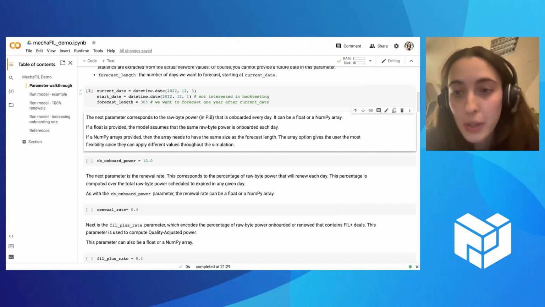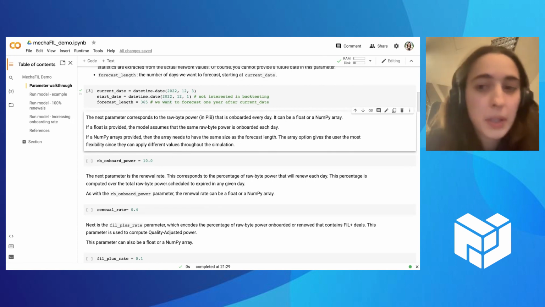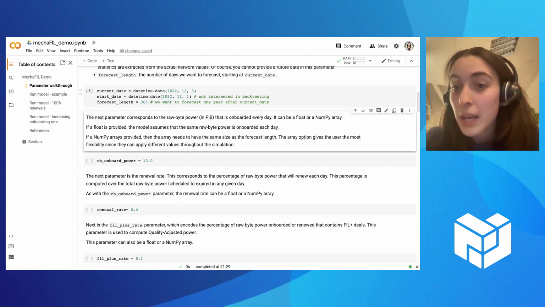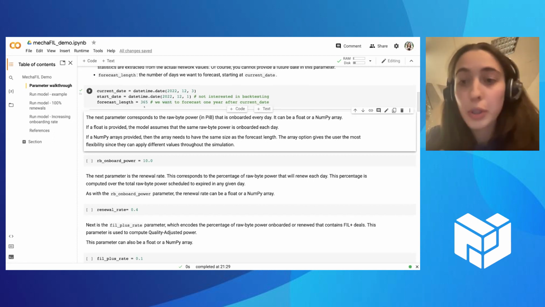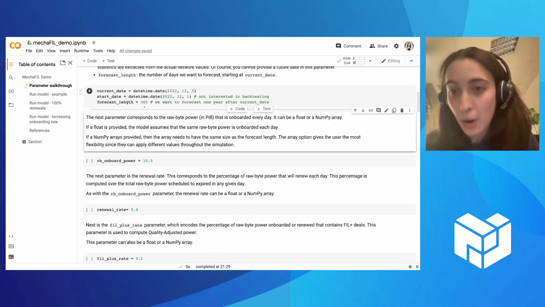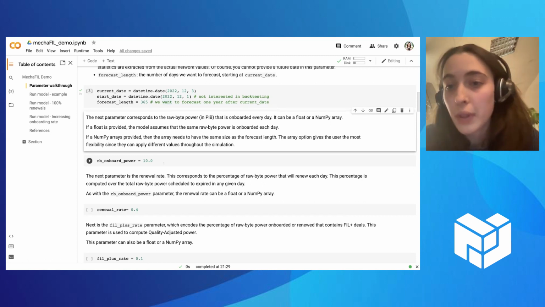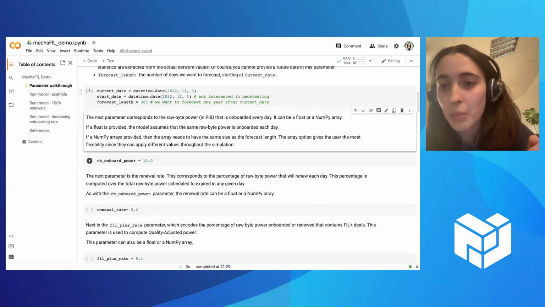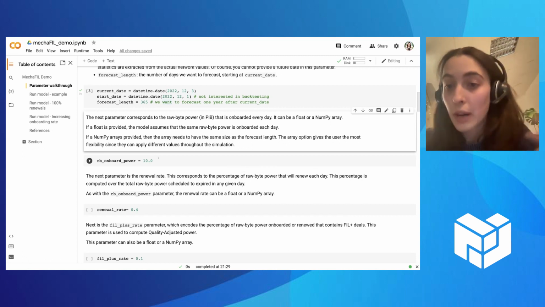And there's two options here. You can either give just a single number, as we have here in the example, and if you give a single number, this means that for the entire forecasting period, so this year that you are forecasting in the future, you'll assume that every day this is the amount of new raw byte power being onboarded, okay? But you can also give a vector of numbers. So instead of giving a single number, you can give a list. And here, this means that you have more flexibility.